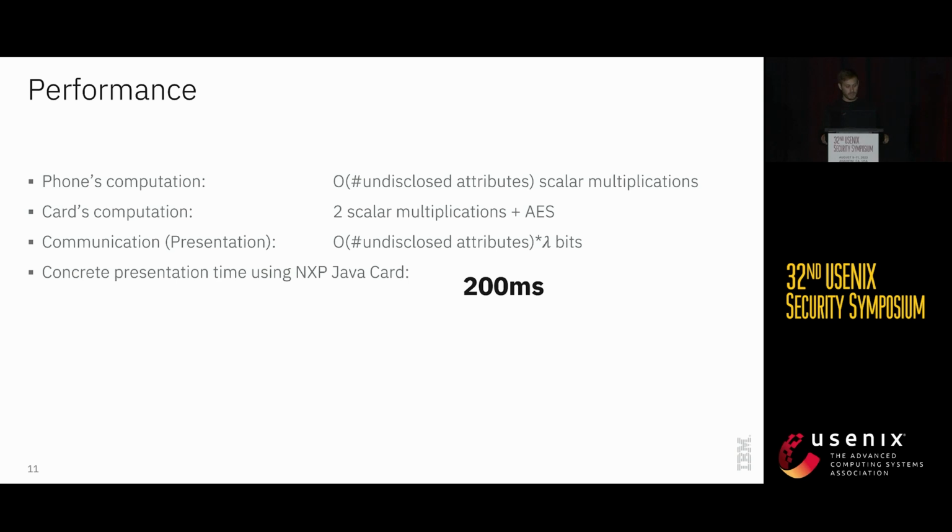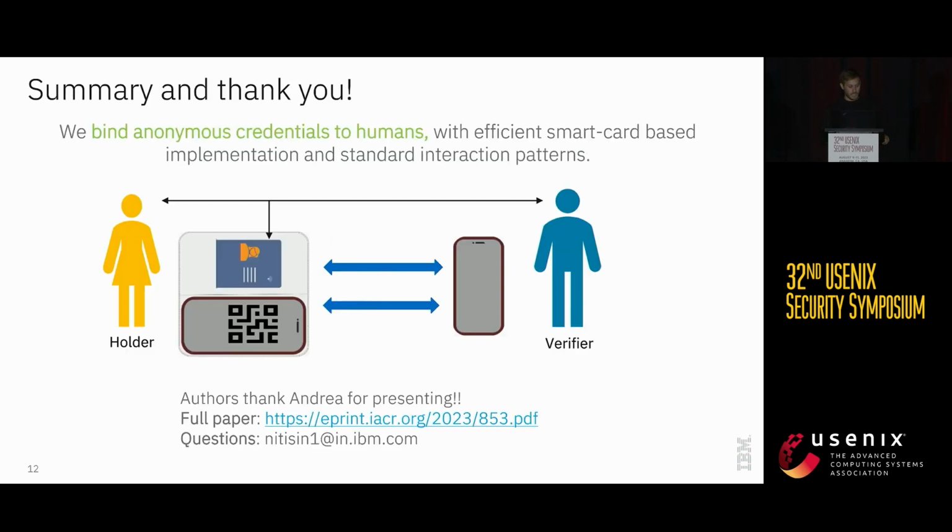This system has been implemented on Java card and NXP Java cards, and the whole presentation will only take 200 milliseconds, so it's quite practical to be used in day-to-day life. To summarize, this work allows us to bind an anonymous credential to humans by relying on a smart card, and the verification happens in a fast and secure manner through the BBS signatures that allow us to verify only selective attributes of the whole signature.